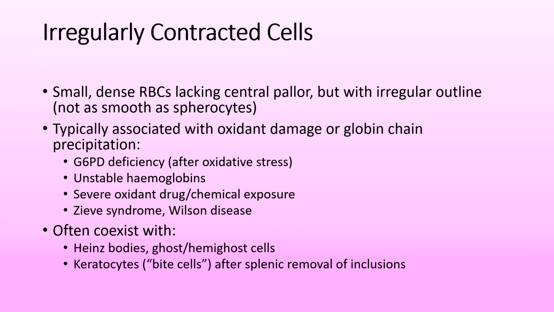Irregularly contracted red cells are a hallmark of an oxidative injury. In G6PD deficiency or unstable hemoglobins, the hemoglobin precipitates as Heinz bodies. Splenic macrophages spit out these inclusions, taking some amount of membrane along with them and leaving behind a dense, irregularly shaped body. Ghost cells, hemighosts, keratocytes are usually an accompanying pattern. Recognizing this combination of irregularly contracted cells with Heinz bodies and bite cells is very helpful in diagnosing an oxidant hemolysis.